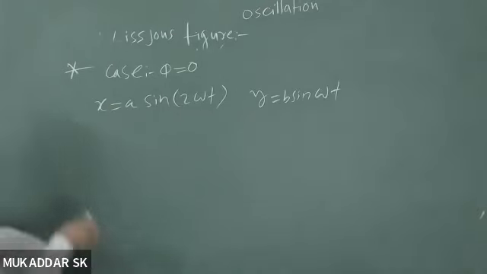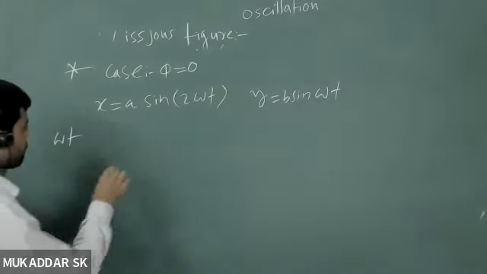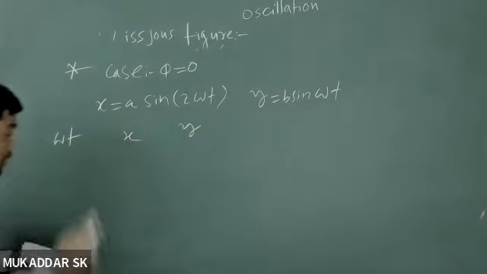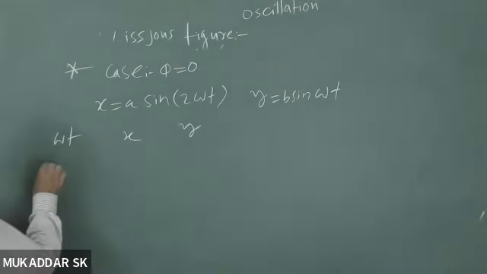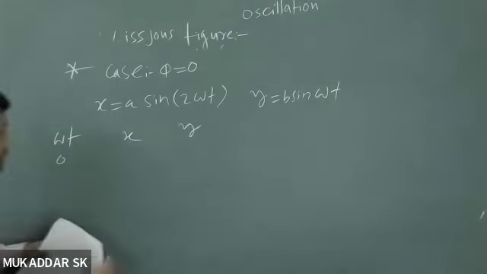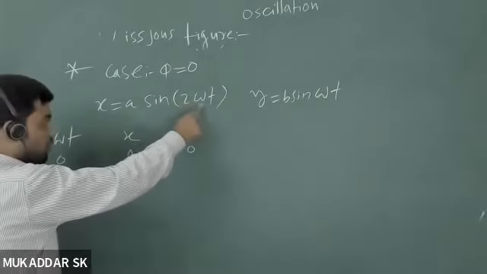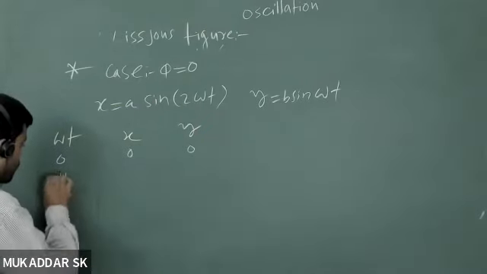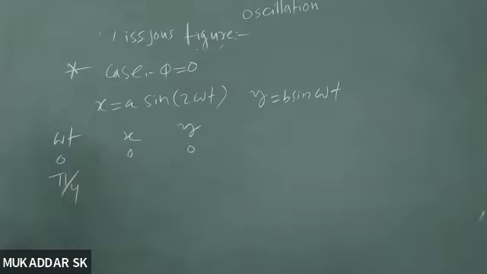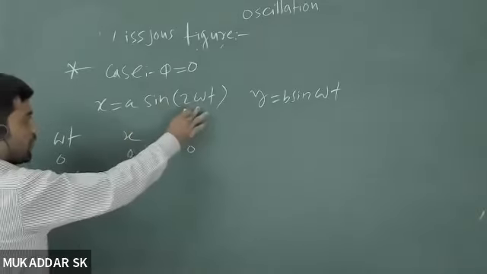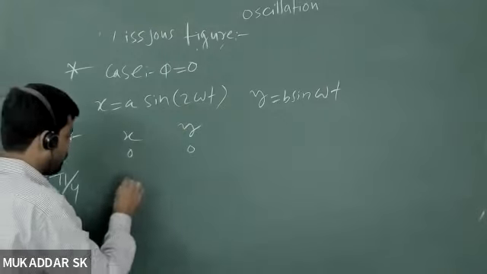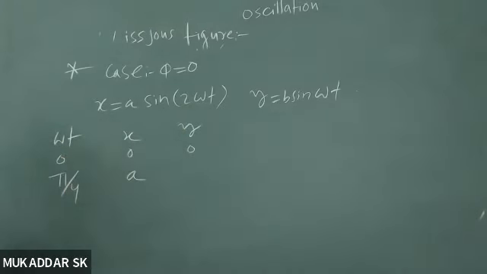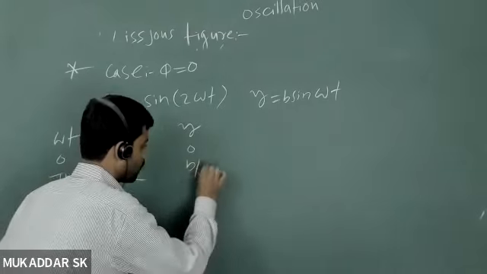So how will we plot the trajectory? You have to take different times. Omega t, x, y. Same rule we have to follow. So when omega t equals 0, x will be how much? X will be 0, right? Y will again be 0. You can check here. Substitute the value of omega t, sine 0 is 0. So both will be 0. Now if omega t is pi by 4, then obviously this will become pi by 2. So x will become a, and what about y? Y will become b by root 2.